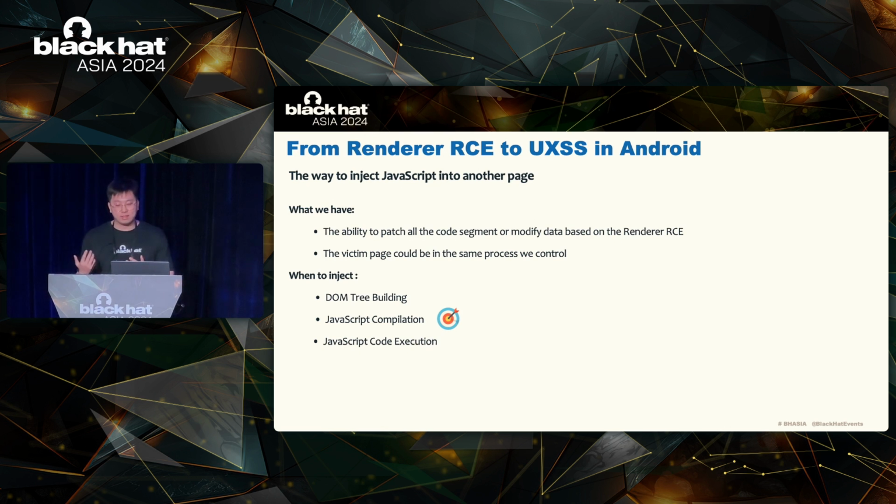Now, hackers have the ability to patch all code and data based on the render RCE, and the following page can be in the same process the attacker controls. The next step is to find a way to inject JavaScript code into another page. There are many points to choose from in the perspective of page rendering. I chose the JavaScript compilation phase. The JavaScript code here is a string at this time point, so what we need to do is find and modify it.